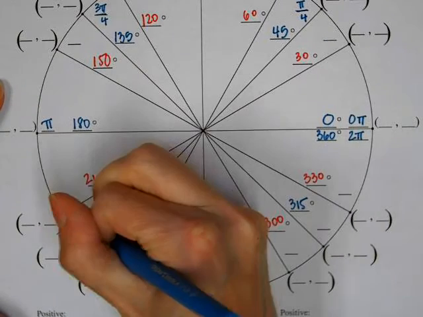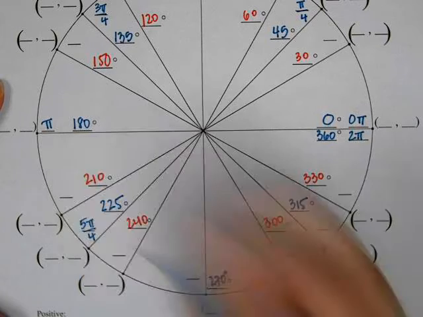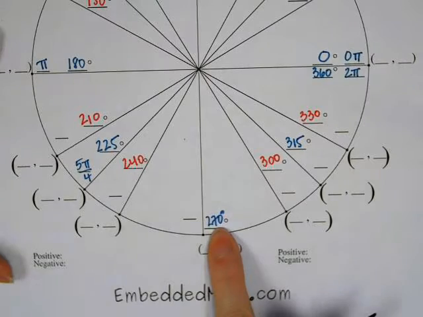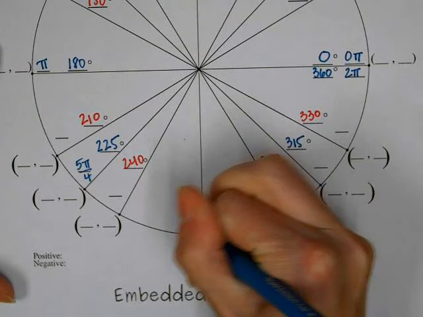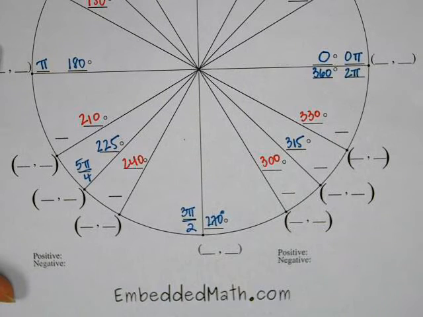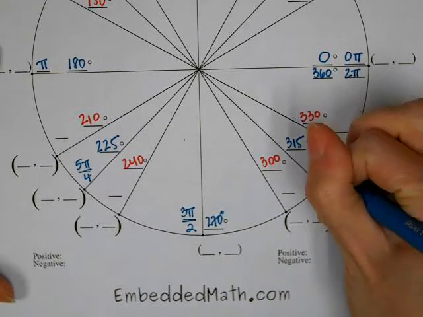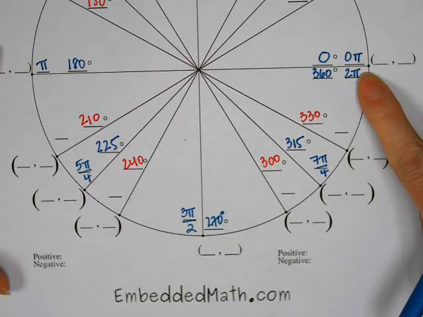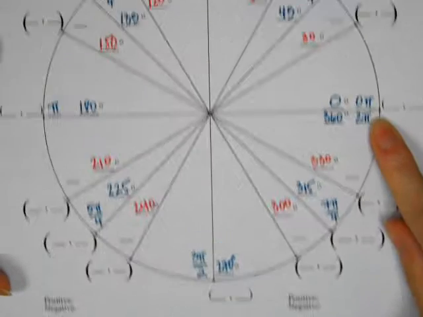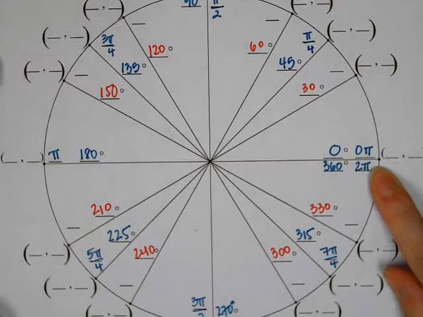This one would be 5 pi over 4. This one would be 6 pi over 4, but reduced, 6 pi over 4 is 3 pi over 2. What are we on? This one's 7 pi over 4. And then to finish it off, 8 pi over 4, which is just 2 pi. Okay, so that's all the 45s.